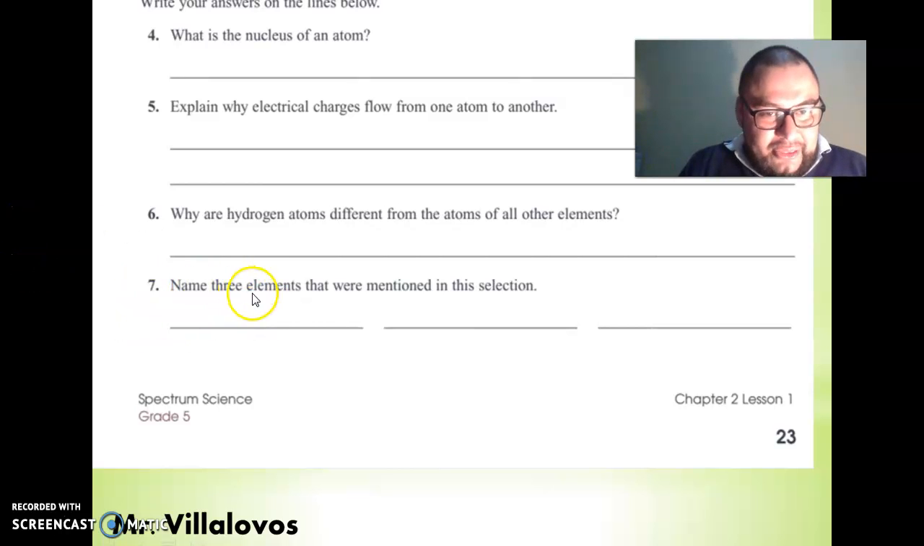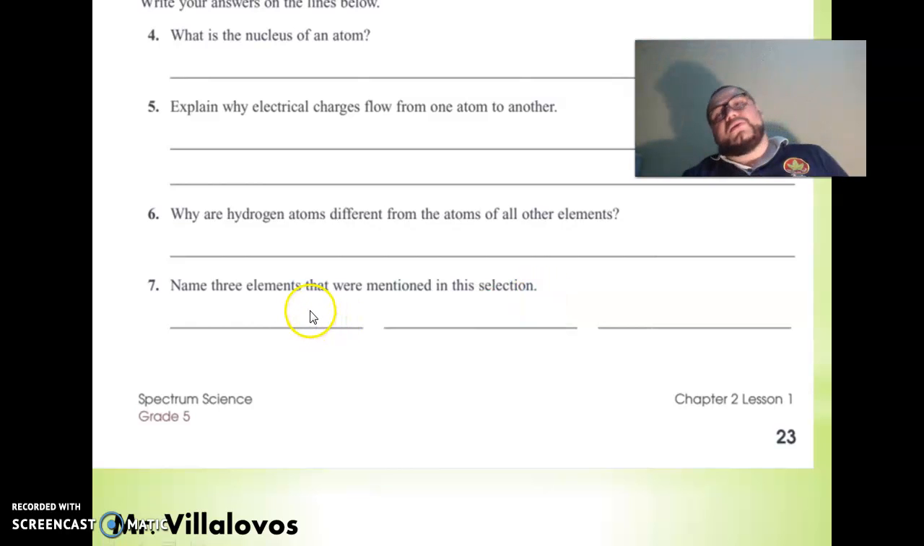Name 3 elements that were mentioned in the selection. Super easy, right?